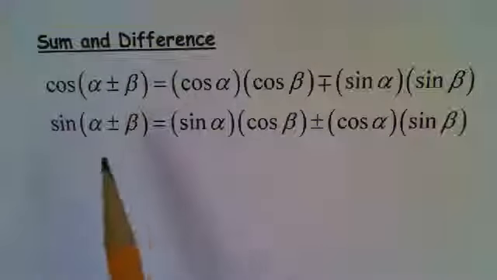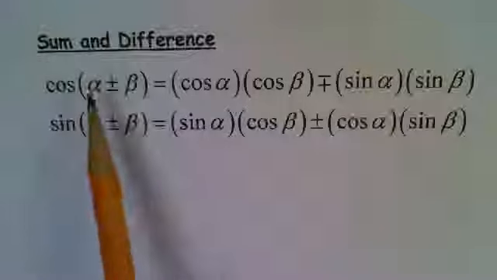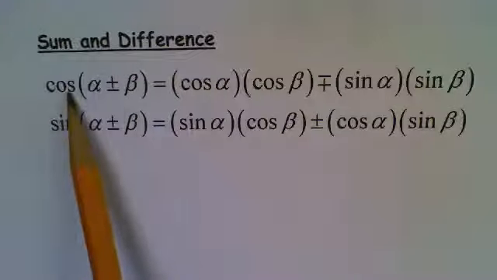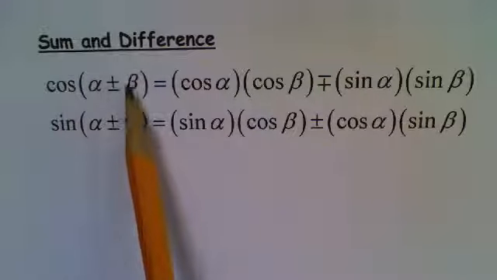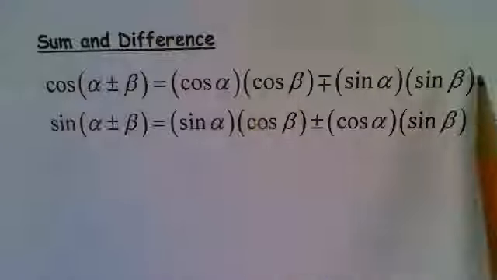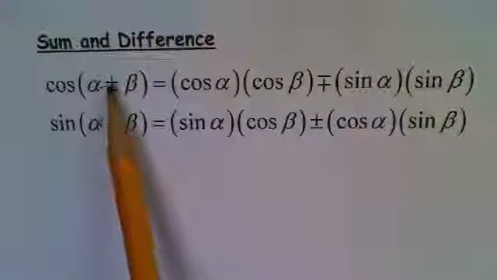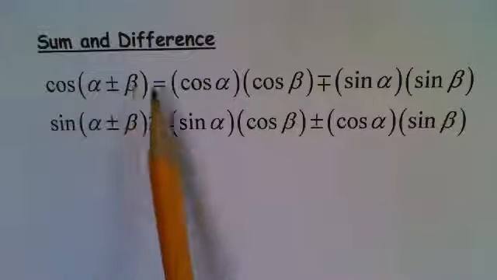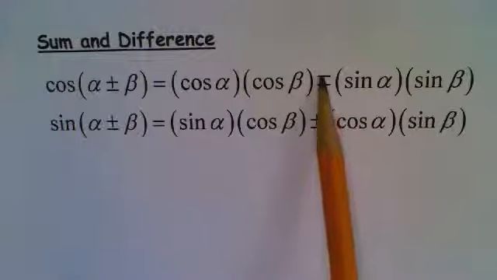Okay, first of all, I want to make sure I talk about the sum and difference formulas the way I have them written in your formula sheet. I have the cosine of alpha plus or minus beta, so it equals this equation. What I want you to see is that when it says plus or minus, if you're going to use the plus, alpha plus beta, then you're going to use this top sign right here, the minus.